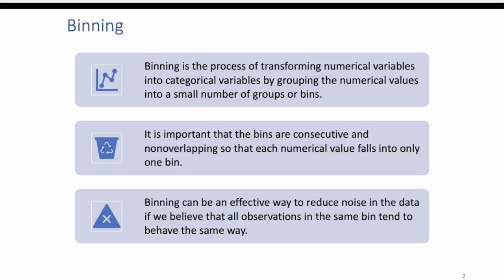Binning can be an effective way to reduce noise in the data. If you believe that all observations in the same bin tend to behave the same way, you can group them. I mean, it's a good idea to group and create binning for your data sometimes. For instance, the transformation of the income values into 3 groups makes sense when we are more interested in a person's earning power. Does he make a low income or medium or high, rather than the actual income value?